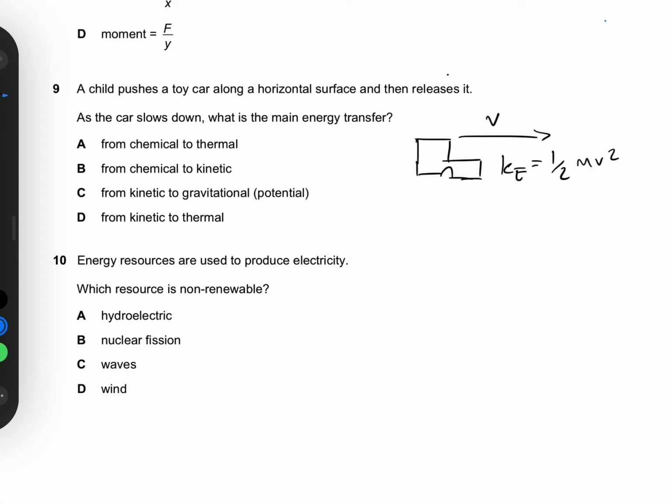But you need to understand that as the car is moving with a certain amount of velocity and it's slowing down, then its kinetic energy is going to decrease. What is going to increase? Since this is a straight road, it's not going up or down, the rest of the kinetic energy is actually converted to thermal energy due to the friction between the tires of the car and the ground itself. So from kinetic to thermal, the answer is D.